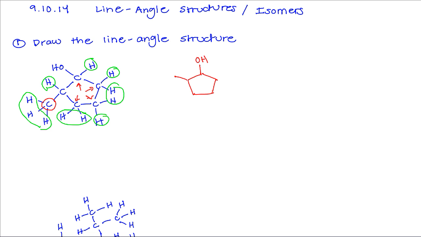One other thing you can do when you're drawing rings especially is you can number the carbons to make sure you get the groups on the right carbon of the ring. So that's our structure.